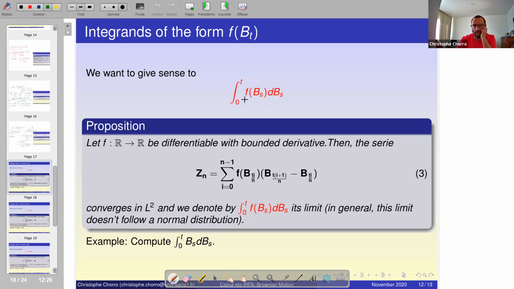Here I have a very particular stochastic process that is just a function of the Brownian motion itself. Let's see the following proposition. The proposition is in fact the definition of this object. What is the definition of this integral? I need a condition on f in order to define the integral this way. If I suppose f to be differentiable with bounded derivative, then this sum is convergent in L2, and we denote its limit in L2 by this integral.